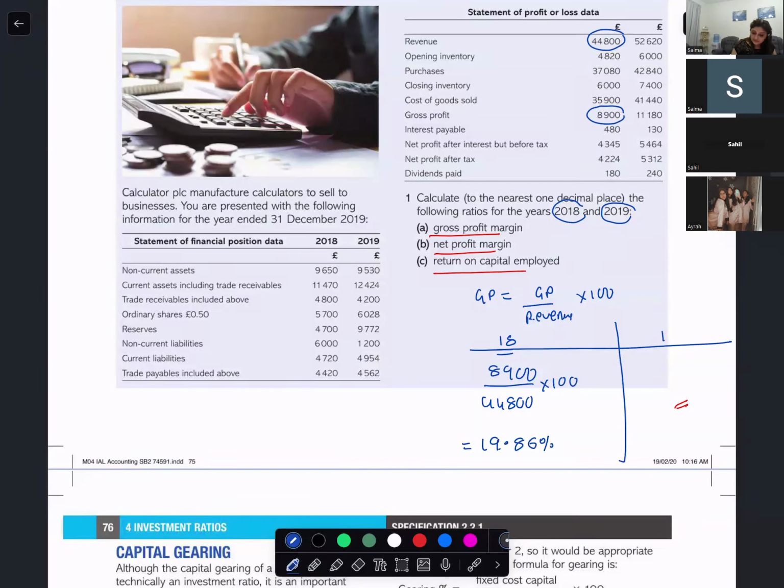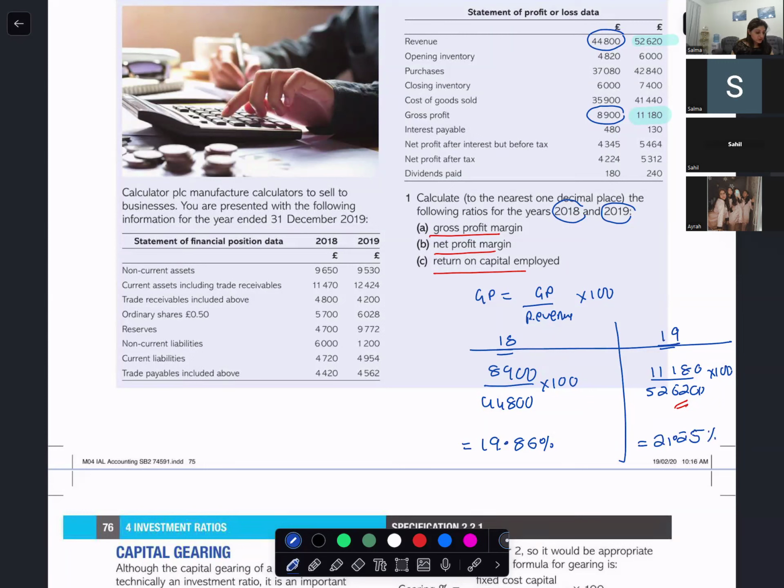For 2019, 11,180 upon 52,620 into 100, so it's coming up to 21.25%.